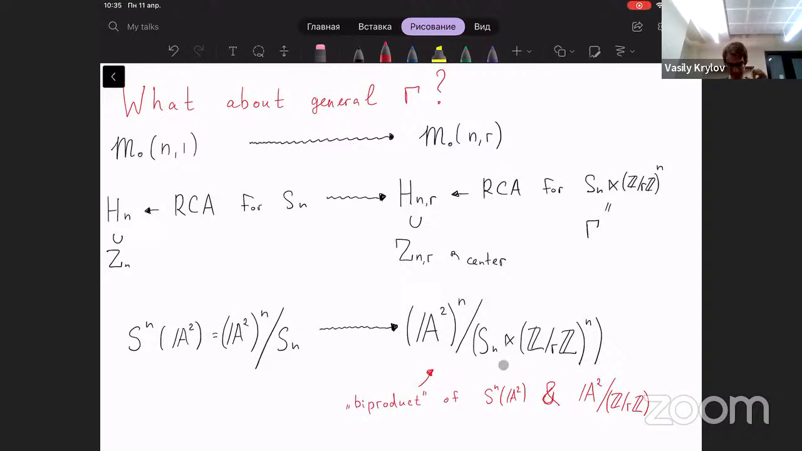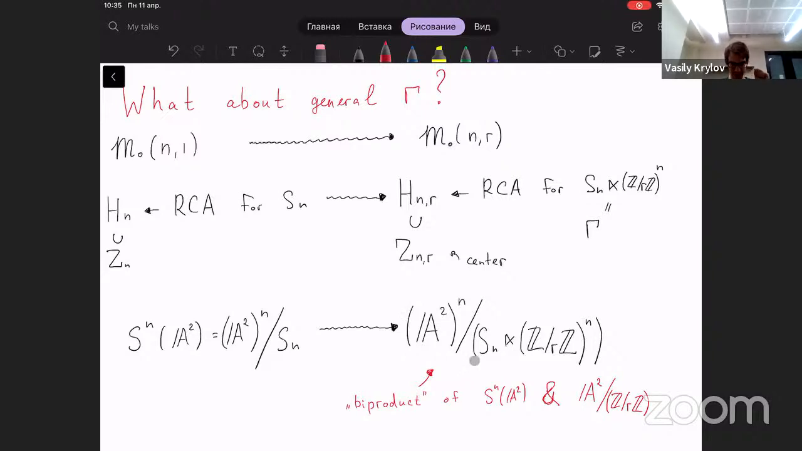And actually we have seen something like this, so you can think about this space as a byproduct of our two examples. One example is Sn of A2, the symplectic resolution, and another is this A2 modulo Z mod RZ. And this is a certain generalization of both of them.